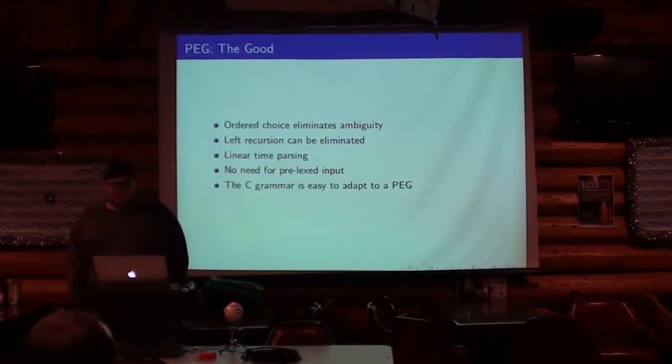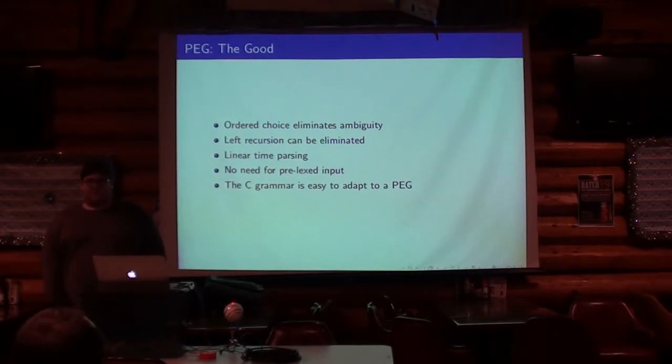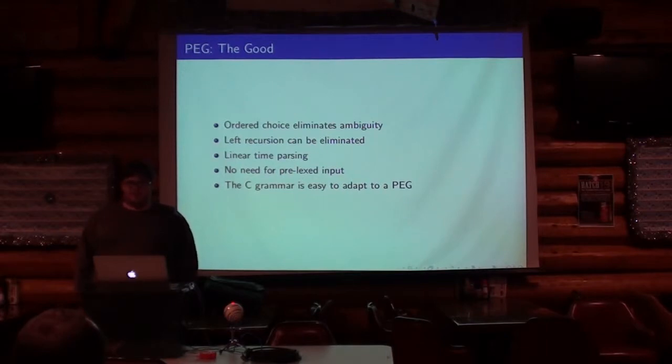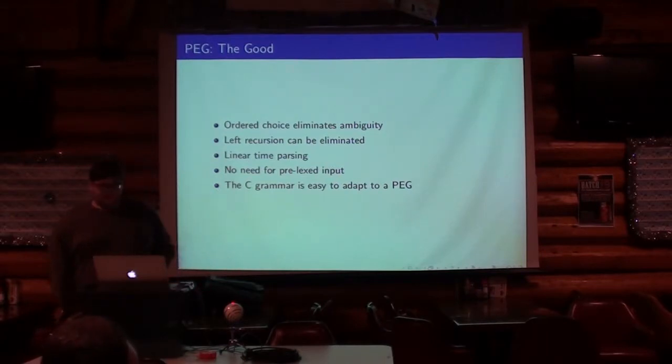So the good things about a PEG: the ordered choice eliminates ambiguity, so you've got no problems with that. Left recursion can always be eliminated. You might have to do it by hand, but there's also a couple of papers out there, on one of the websites I give at the end, that specifically talk about PEGs supporting left recursion. You can just leave a default failure option in your memo table, and if it fails, you just skip to the next option. So that's in principle, but I don't think it's implemented in PEG.js.